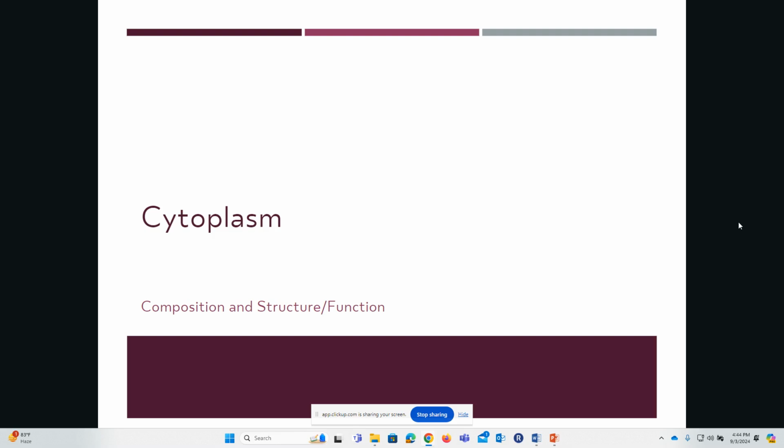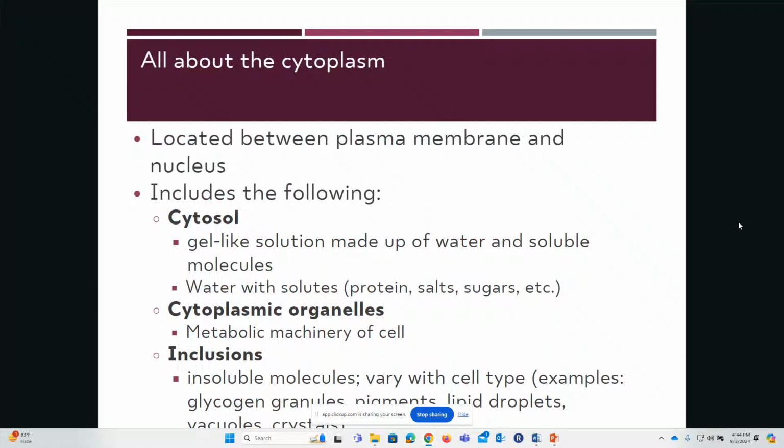But now that we've kind of finished looking at the plasma membrane, let's move internally and look at the cytoplasm. The cytoplasm is made up of the cytosol and organelles. Cytosol is the fluid, really more of kind of a gel-like substance that the organelles sit within. The organelles are the true metabolic machinery of the cell. There might also be some inclusions like pigments, lipid droplets, glycogen granules, some storage inside of the cytoplasm. The cytoplasm is located between the plasma membrane and the nucleus.